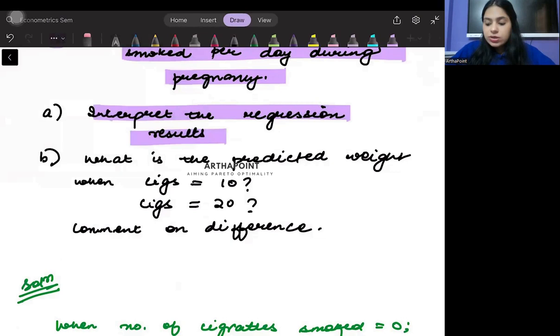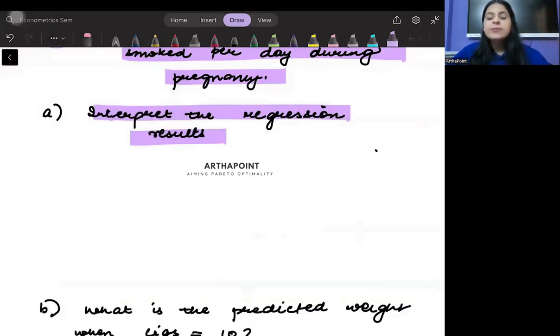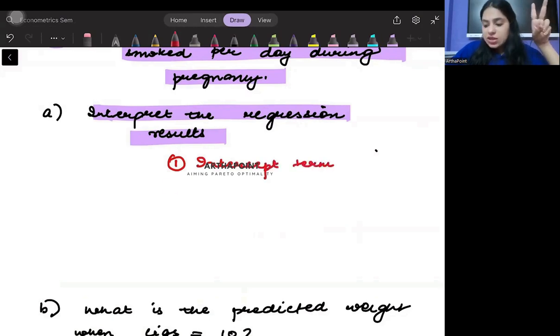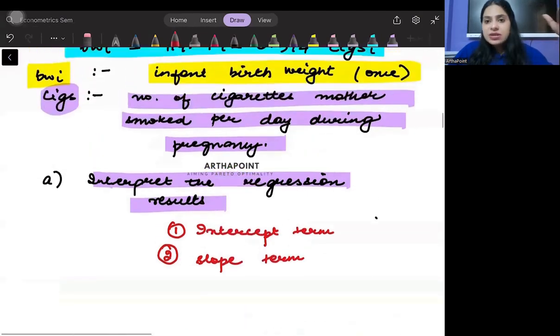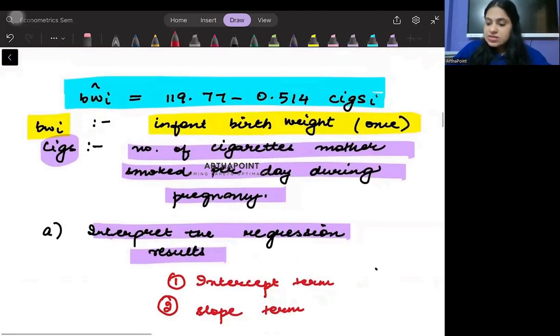Now, first of all, this is saying interpret the regression results. So whenever you need to interpret the regression result, you need to interpret two things, right? The first thing that you need to interpret is going to be the intercept term, and the second thing that you will be interpreting would be the slope term, right? So let's begin by interpreting the intercept term.